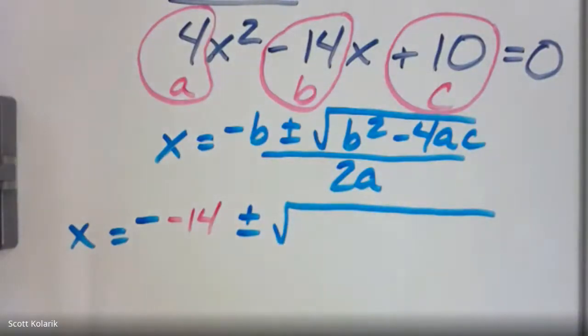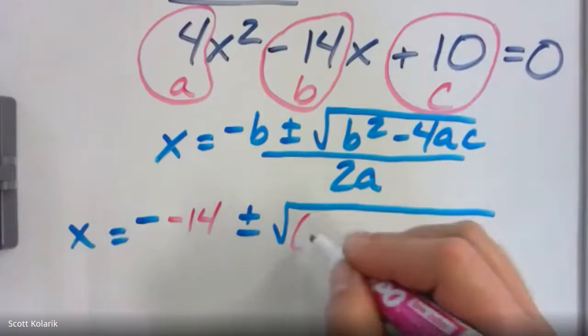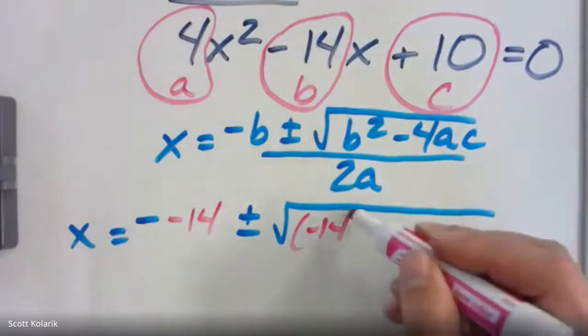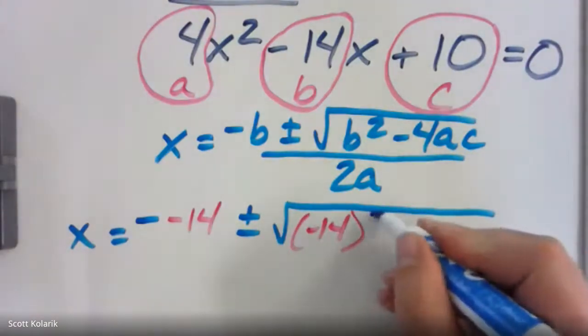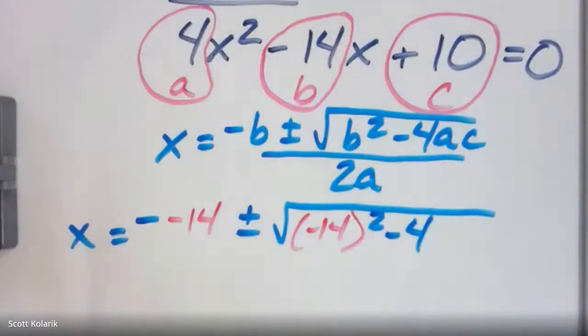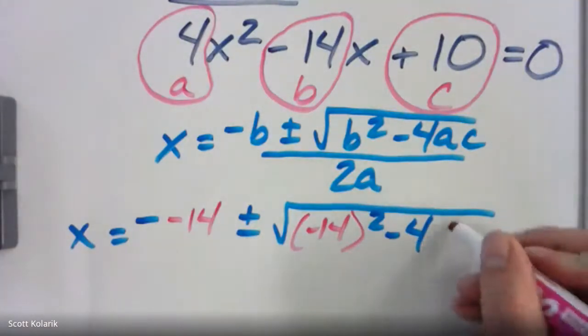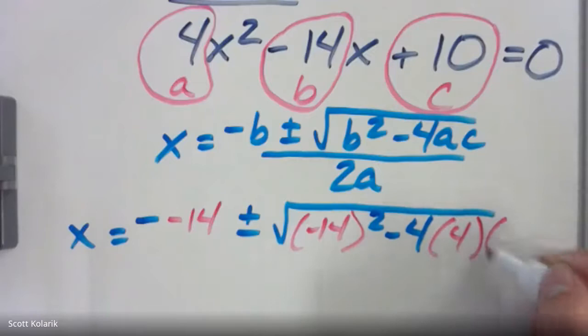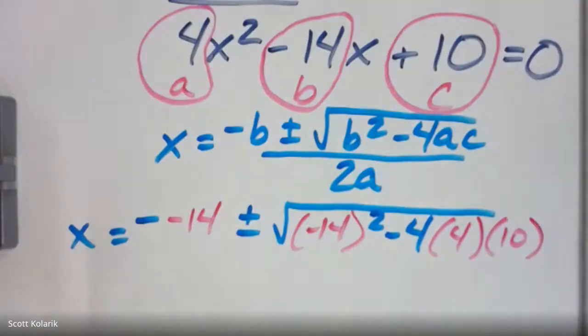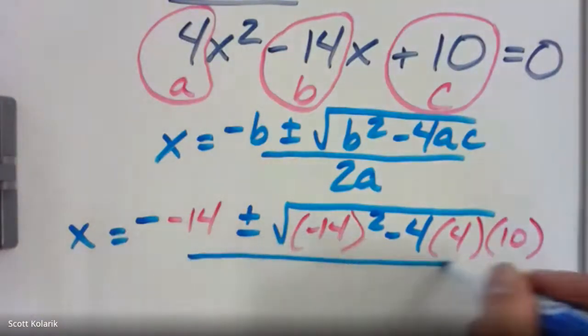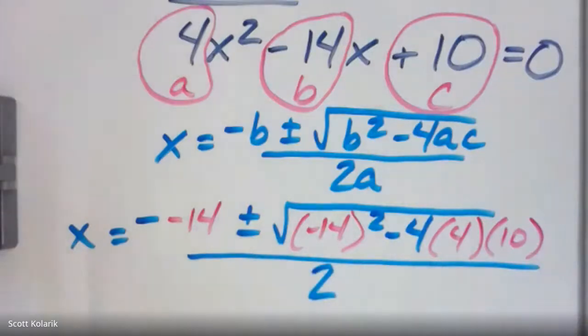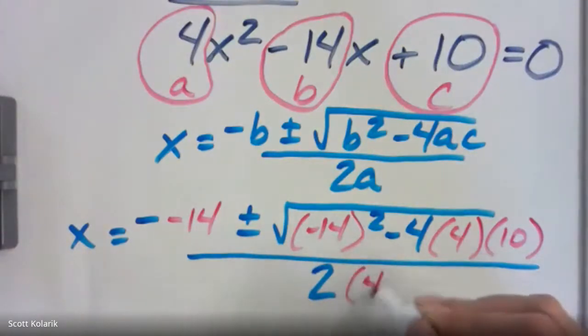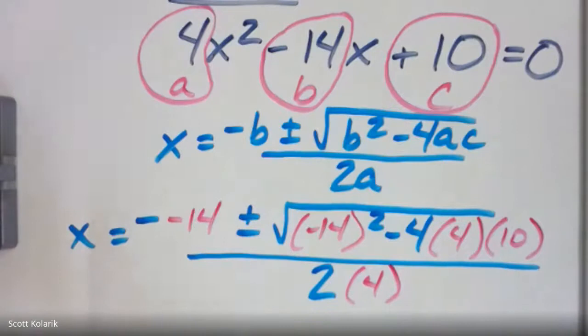Okay, B squared is going to be this negative 14 times itself. And then I'm going to be subtracting 4 times A times C. A is that positive 4 out front. C is that positive 10 at the back. And then all of this mess is over 2 times A. A again is that positive 4 out in front. Okay, so there's the actual substitution process right there.